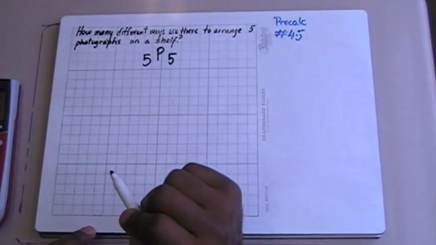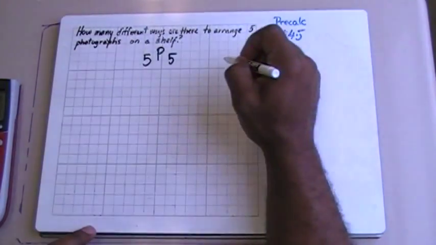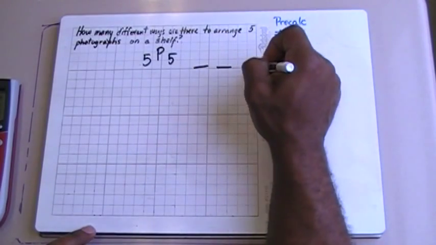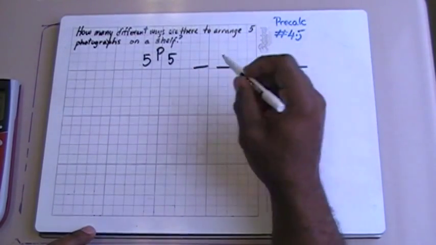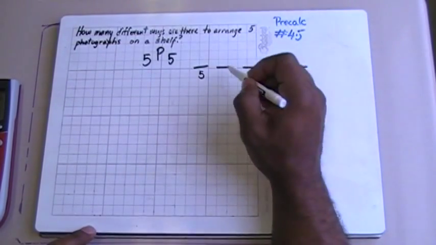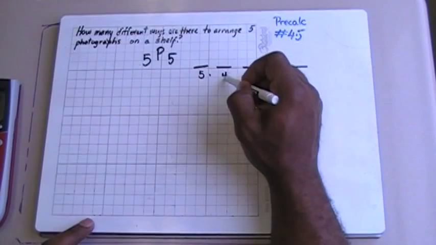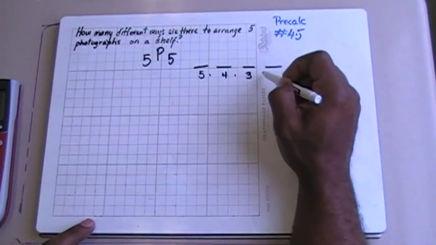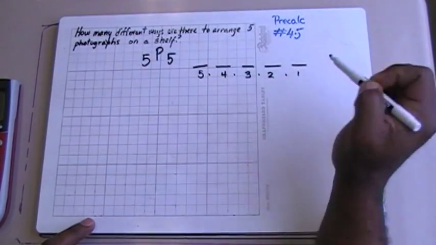Regardless of which way you do it, I know we did it earlier using just 5 spots, and we said, if you put one there, how many choices do you have here? You had 5, and if you put 1 there, then you had 4, and you put 1 there, you had 3 and 2, and then only 1 left over.